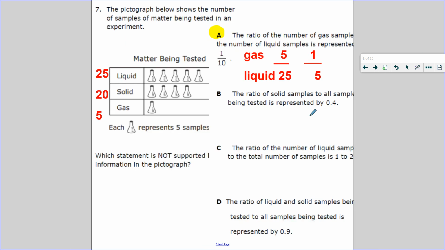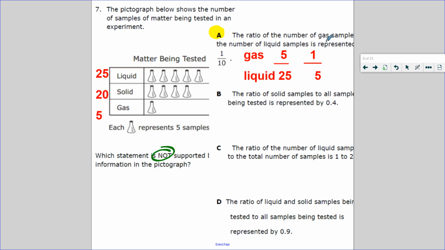Number 7, the pictograph shows the number of samples of matter being tested for an experiment. Which statement is not true? Each flask represents 5 samples. 5, 10, 15, 20, 25. 5, 10, 15, 20, and 5.